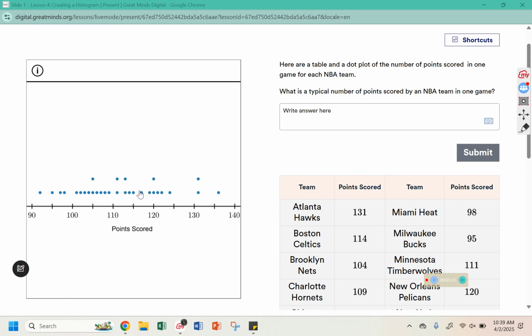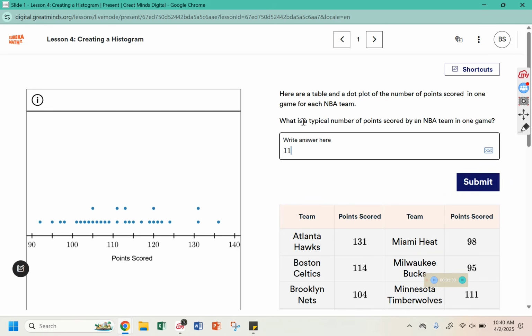It appears that the majority of the data is clustered or grouped in a clump around 110. But it's not super obvious to see where the center of this data set is because of how spread out it is.